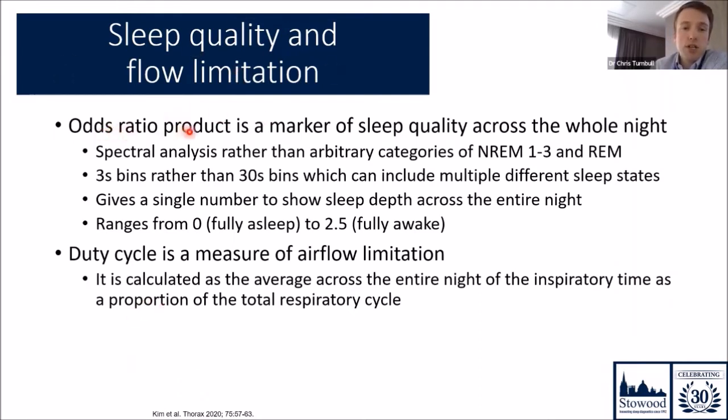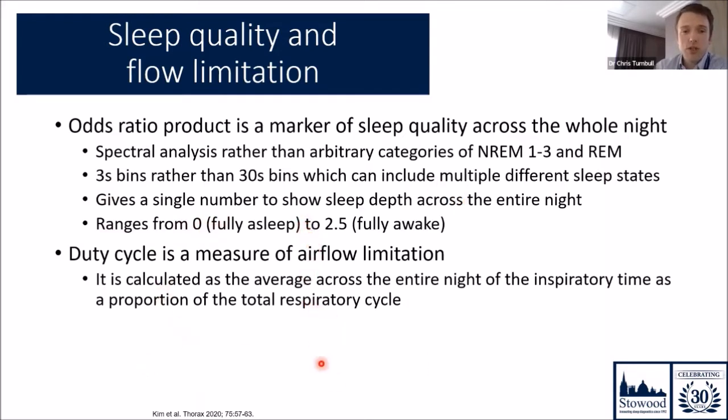So the first is looking at reporting this thing called an odds ratio product. So at the moment, we describe sleep studies in different sleep stages. So we break each 30-second epoch down into whether it's non-REM 1, 2, 3, REM or awake. This instead assigns a number to whether an individual is fully awake or fully asleep across 3-second bins, and then averages that across the entire night to give a range from a value of 0, which would be fully asleep, to 2.5, which would be fully awake.